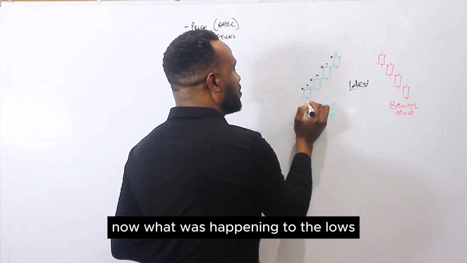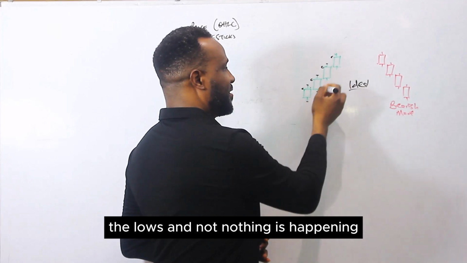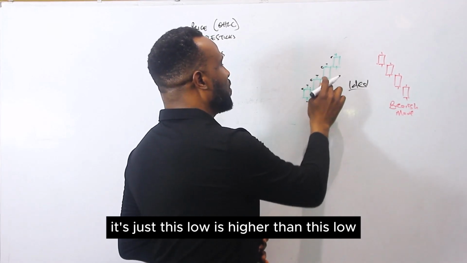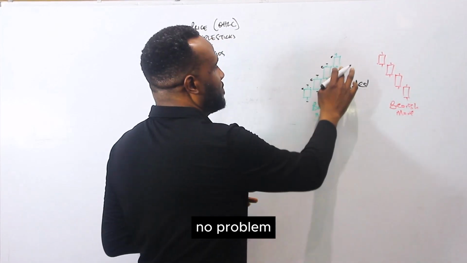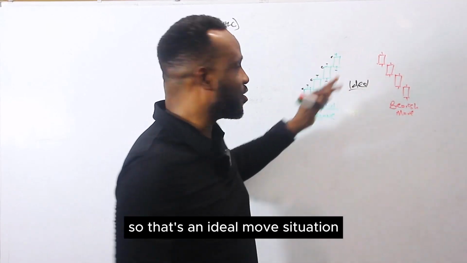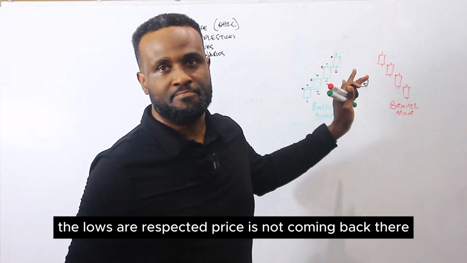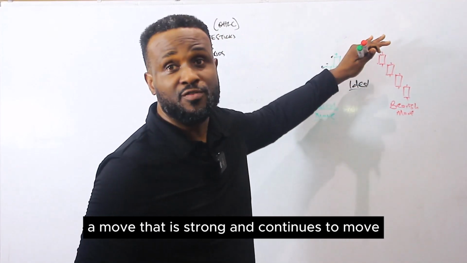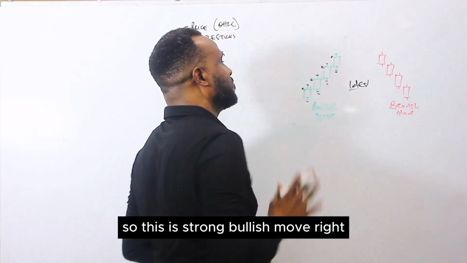Now, watch what's happening to the lows. Nothing is happening. This low is higher than this low. This low is higher than this low. That's normal, no problem. It's just the normal thing that is happening in the move. So that's an ideal move situation. The lows are respected. Price is not coming back there, right? And that's how you know a move that is strong and continues to move. So this is a strong bullish move, right?